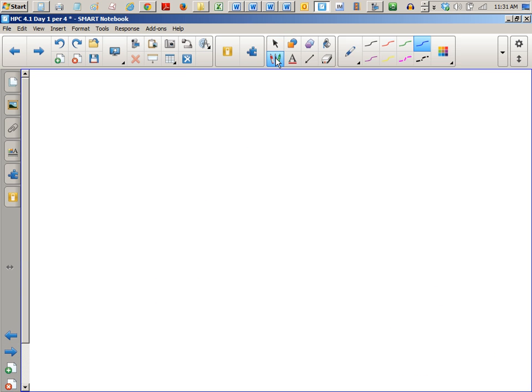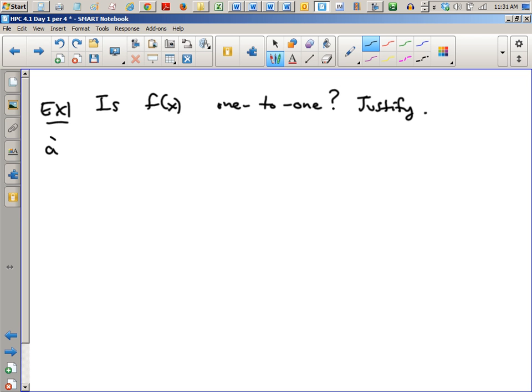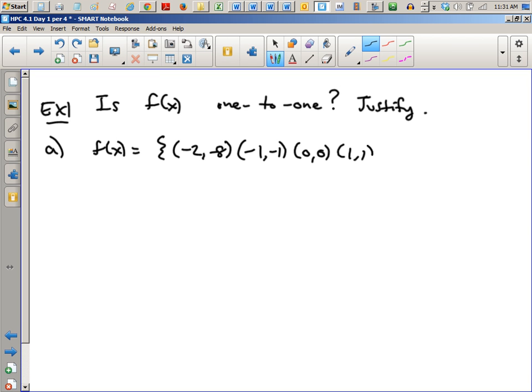Okay, so let's just do some generic, is this one-to-one type stuff. Is f of x one-to-one? It's a yes or no question, and then justify. Justify your answer. All right, so the first one, we'll call example 1a. f of x is the set of points (-2, -8), (-1, 0), (0, 1), (1, 2), and (2, 8).